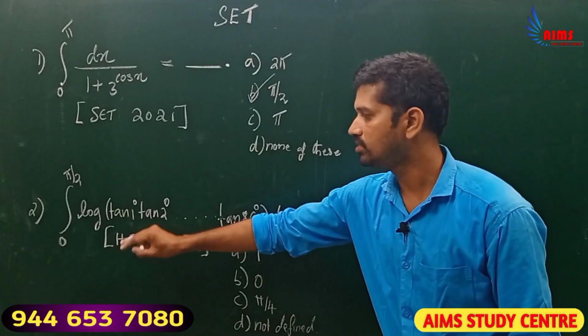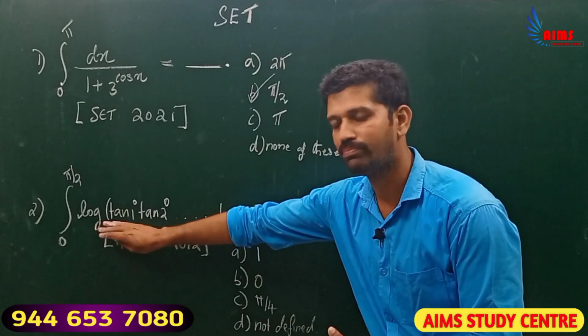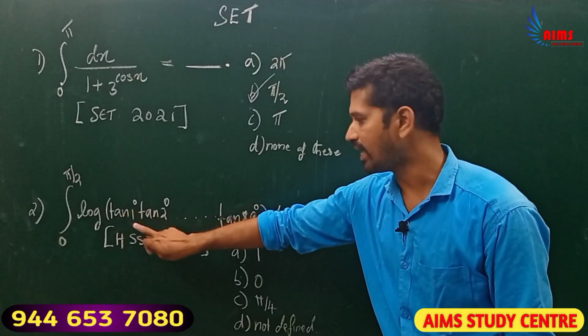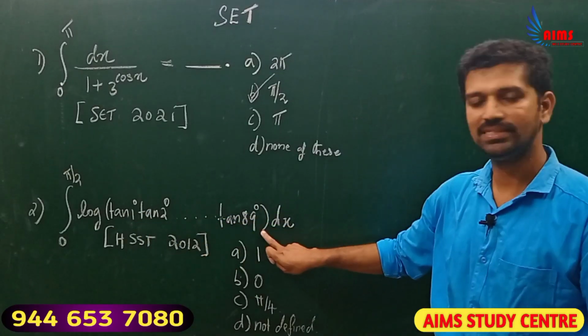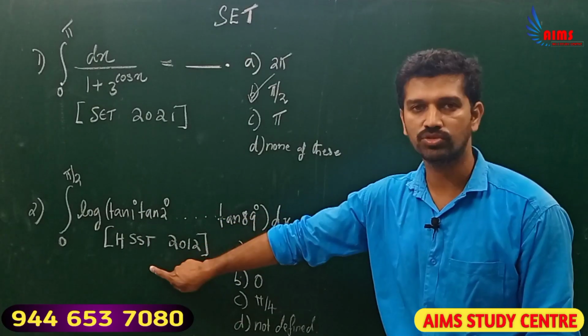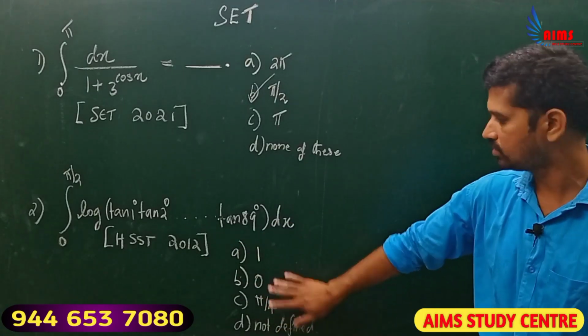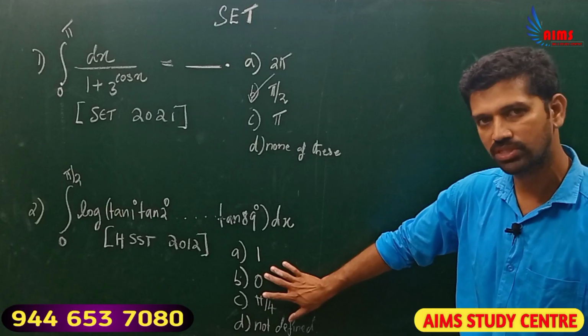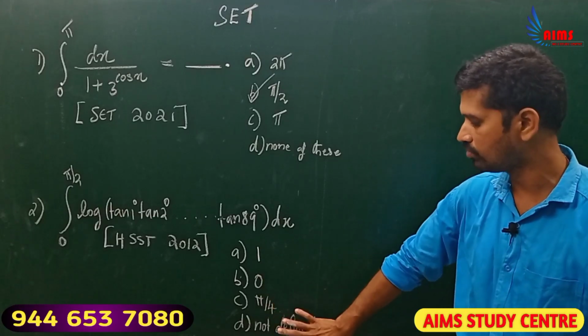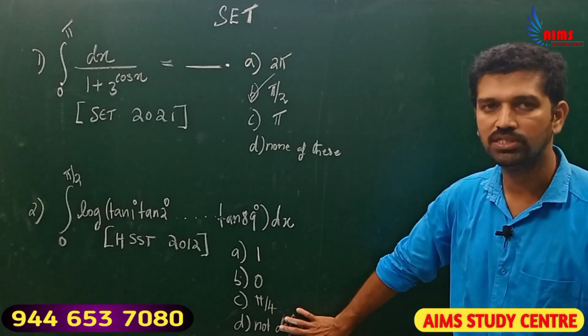Okay, the question is to find the integral from 0 to pi by 2 of log of tan 1 degree, tan 2 degree, etc. up to tan 89 degree, which was asked in the Higher Secondary School Teacher examination 2012. And you have got 4 options. The first option is 1, the second option is 0, the third option is pi by 4, and the last option is not defined.